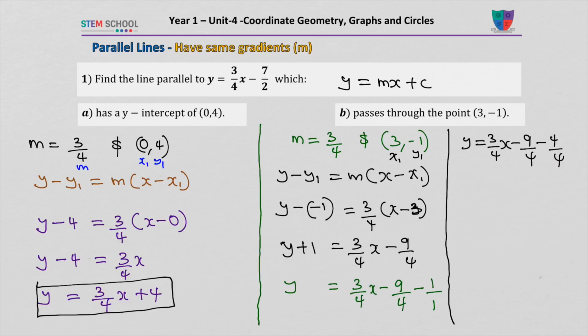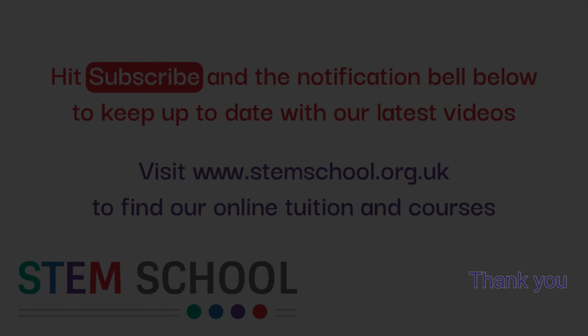And therefore I get y equals 3 over 4x minus 13 over 4. And that's the equation that's required. This equation has the same gradient, just like that one. Again, different intercept on the y-axis, just like that one.